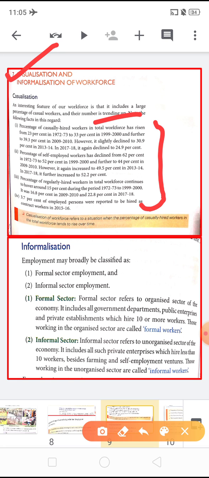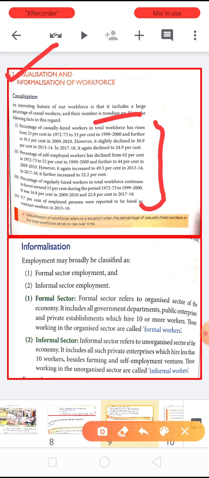The percentage of self-employed workers also declined from 62% in 1972, and in the year 2017-18 it is at 52.2%, which went down to 49.5% in the year 2013-14. For the regular hired workers also, children, the total workforce share was 15% during 1972-73, which rose to 22.8% in the year 2017-18.